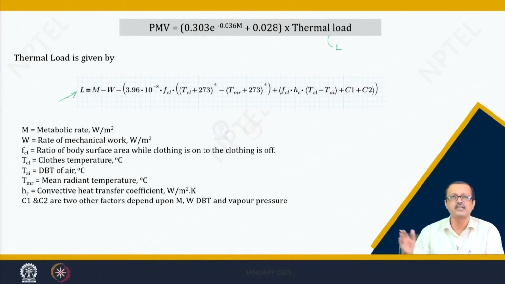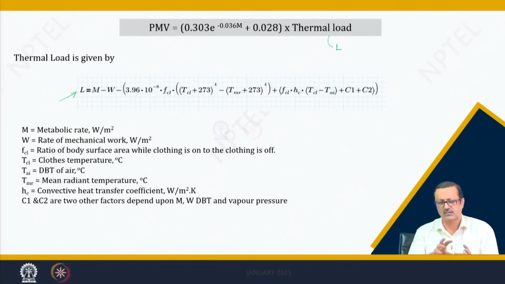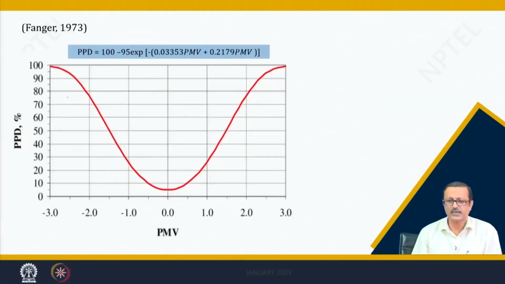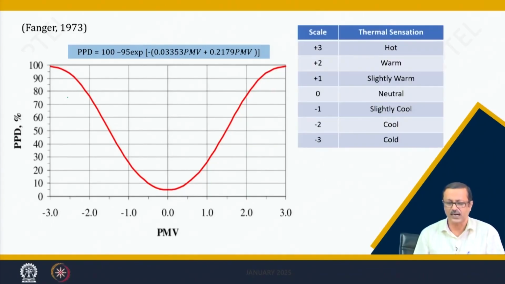HC is the convective heat transfer coefficient of the air, and C1 and C2 are the two coefficients which depend upon the metabolic rate, work, and the DBT and vapor pressure. So, it is a complex scenario of complex equations. Based on that, PMV can be calculated, and that number can be used with this particular equation to get the PPD. This PMV number will lie between -3 to +3.